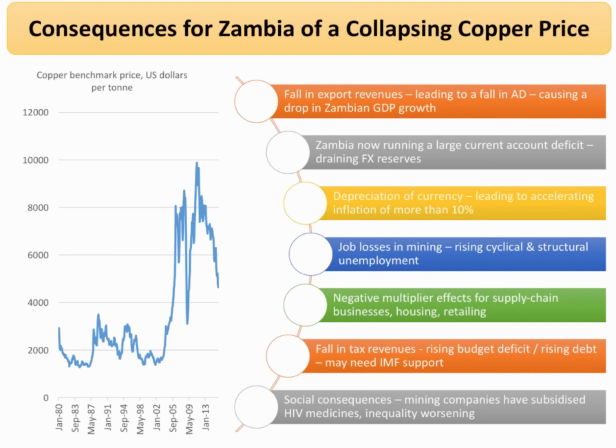But also I think it's great to think about the social dimension of this, not just the economics, that a lot of mining companies have subsidized HIV medicines. That's under threat. And of course, the copper mining closures having a significant effect again on inequality. So the terms of trade is a fairly dry concept, but actually it's one that matters, and it matters a lot for a country like Zambia.